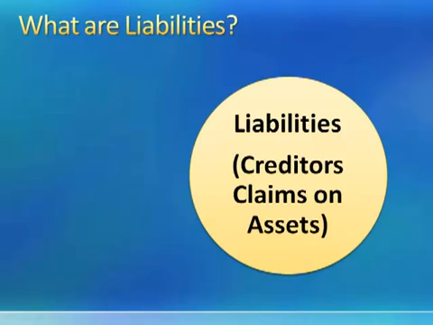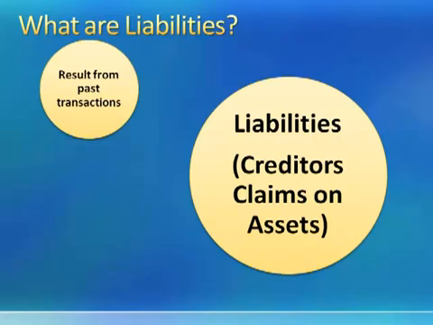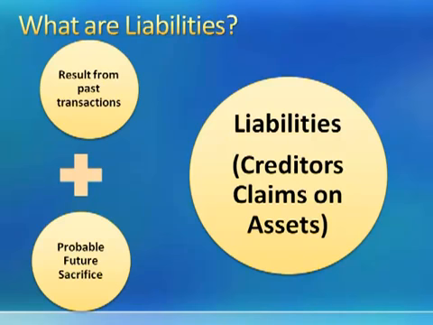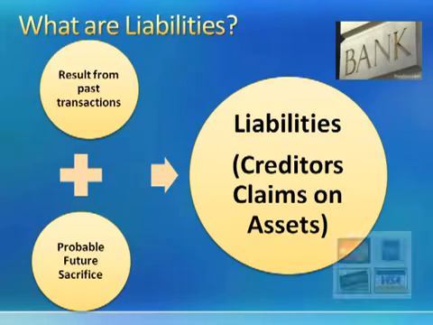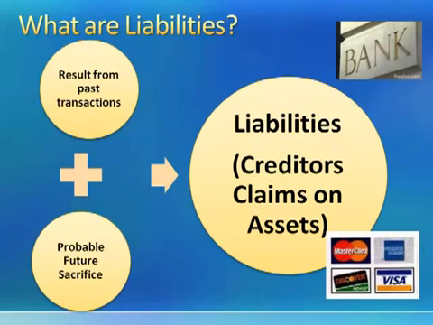Liabilities are the creditor's claims on the assets. Liabilities have two main properties. First, they result from past transactions, and their probable future economic sacrifices. A liability is something that we owe, something that we have to pay, or something that we have to do in the future. Examples of liabilities are loans from banks and obligations that we have on credit cards. We can also have liabilities because customers pay us in advance for services that we'll provide later, and we can also have liabilities resulting from payments that we owe our vendors.